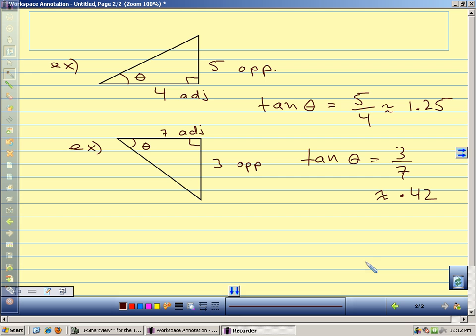So we decided that if we have a right angle and some other angle, the tangent ratio has to do with the size of that angle. No matter how big the triangle is, as long as it has the same angle, it's going to have the same tangent ratio. So the tangent ratio tells us something about the angle. We can use our calculator to figure out tangent ratios, and we can use our calculator to figure out angles. So let's talk about how we do that.